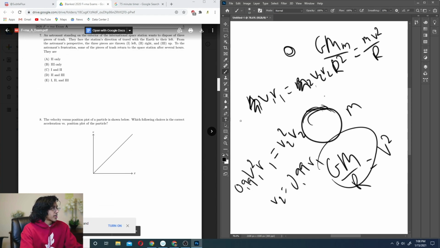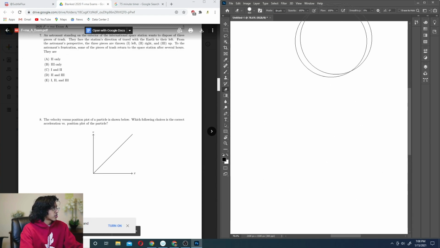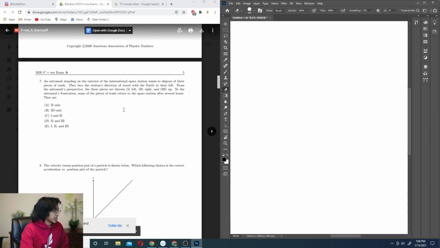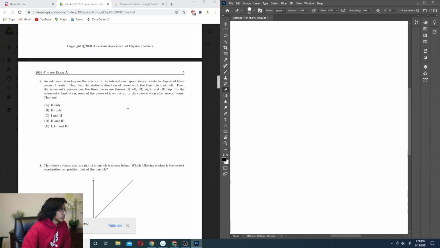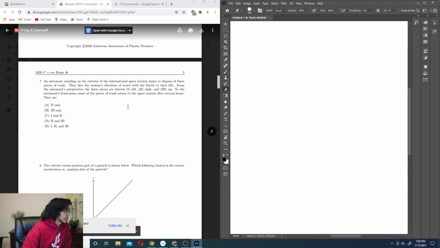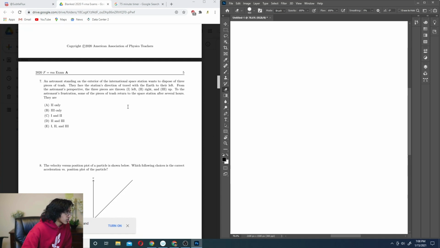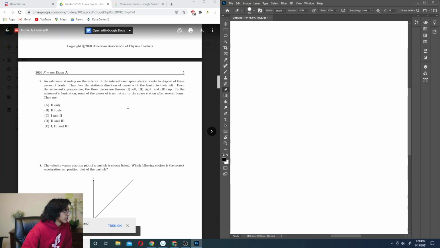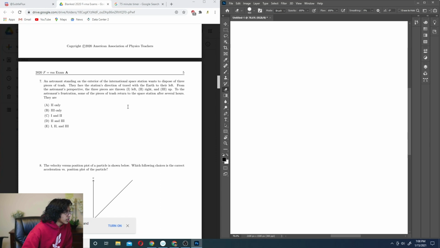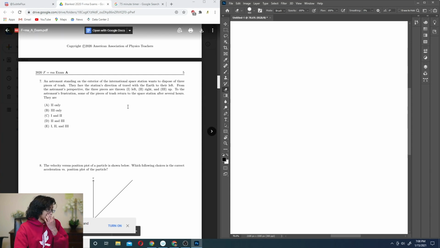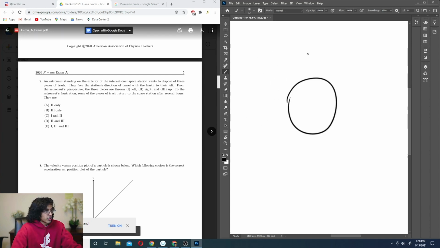Okay. Alright, 7. An astronaut standing on the exterior of the International Space Station wants to dispose of 3 pieces of trash. They face the station's direction of travel with the Earth to their left. From the astronaut's perspective, the 3 pieces are thrown left, right, and up. So some of the pieces return to the space station. So essentially you have your Earth and you have your space station moving very, very fast.